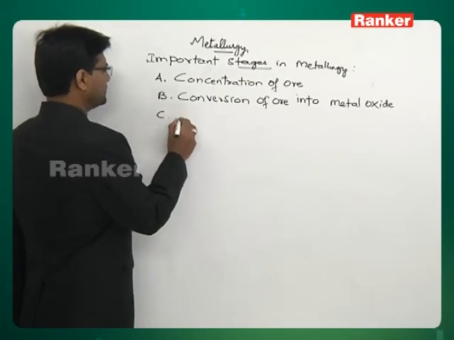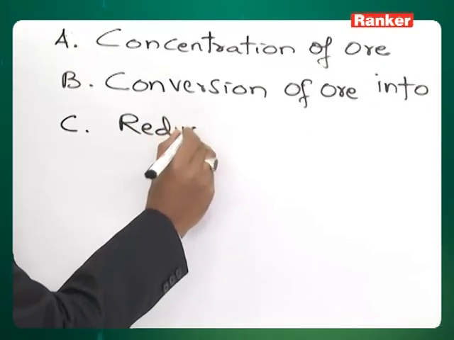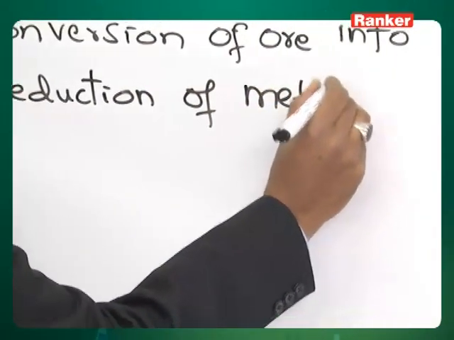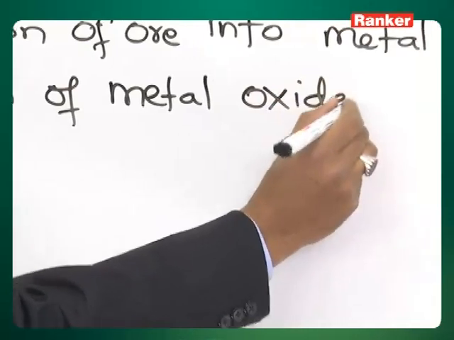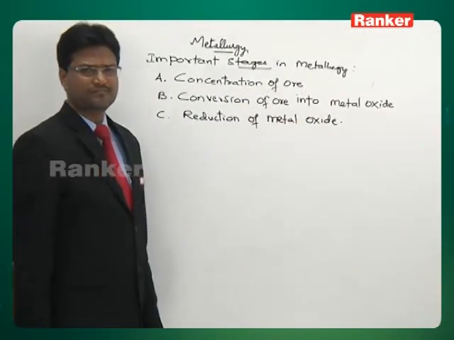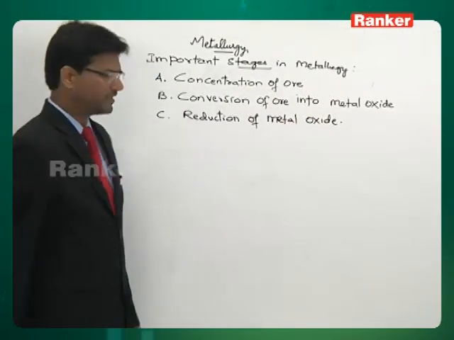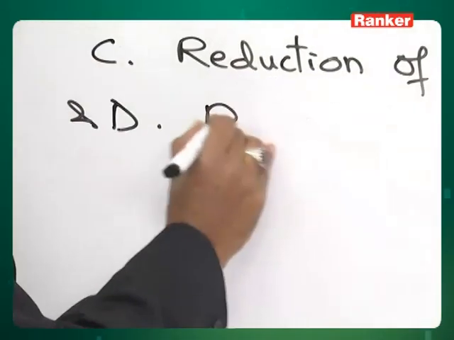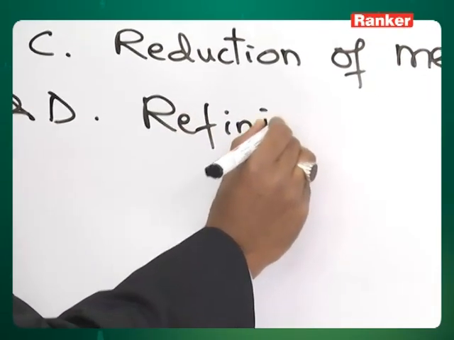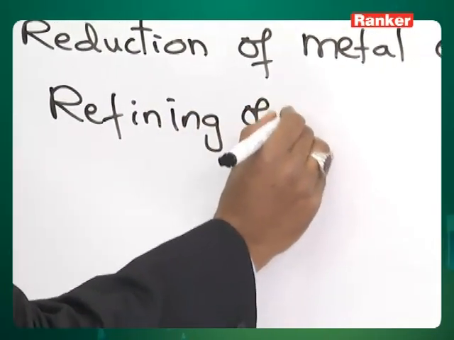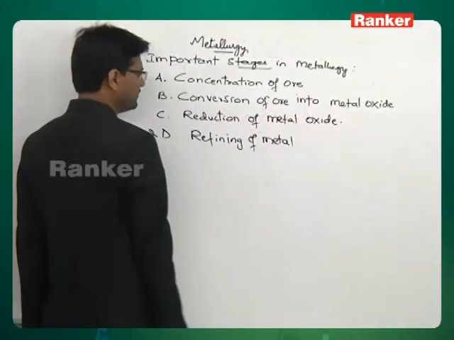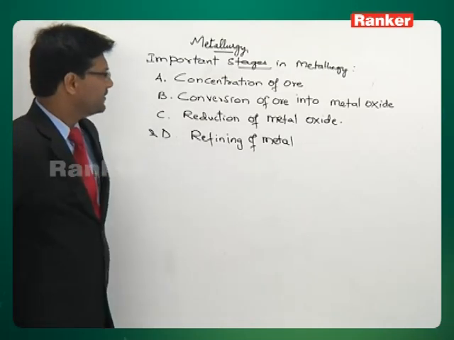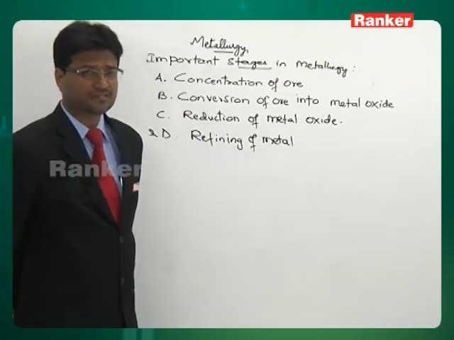Then the third stage is reduction of metal oxide. It is at this stage you get metal. Metal oxide is reduced to metal. And then finally, the last stage is refining of metal. In the previous stage you get a crude metal, so it has to be refined, purification of metal. So these are the important stages involved in any metallurgical operation.